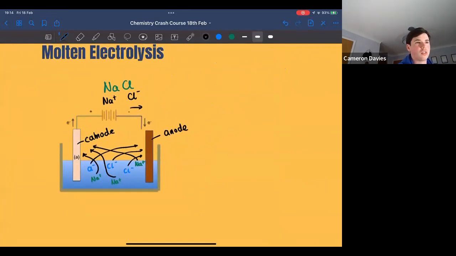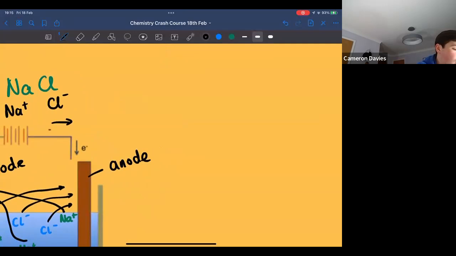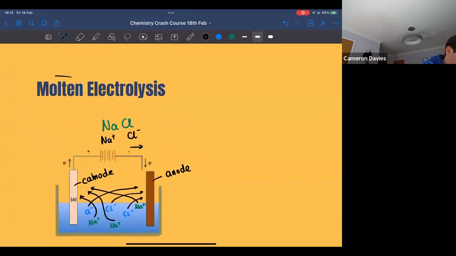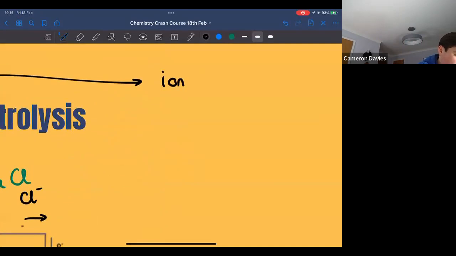Once they go towards the two electrodes, we start to produce our products, which I was talking about before. But before we discuss that, we need to talk about why it's molten electrolysis. The reason why we do it in a molten solution is because of the properties of ionic compounds.